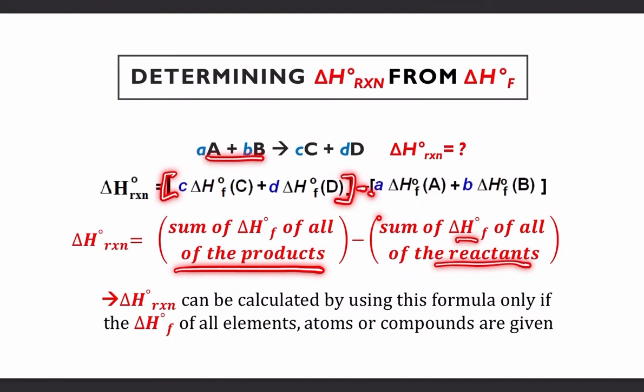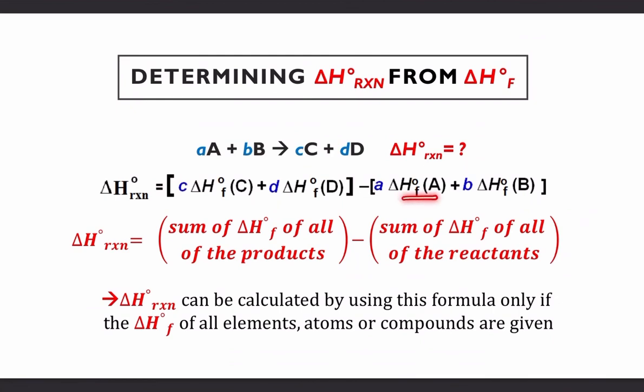So here is how you will calculate it. You have to get the enthalpy of formation of A times the stoichiometry of A, and B times the stoichiometry of B. So from there, products minus reactants, you can get the enthalpy change of reaction.